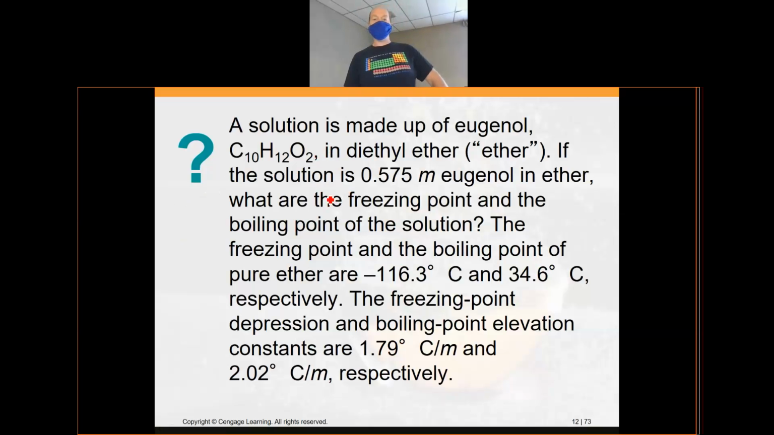PowerPoint. All right, so now we want to know what the freezing and boiling points are of this eugenol. This is the solute in diethyl ether. So they have to give you the pure boiling point and the freezing point. So the freezing point here for your diethyl ether is minus 116.3. We know that it is going to come down from that. The boiling point is 34.6 degrees Celsius, and we know that the boiling point is going to go up from that. So you need to put those words together every time.